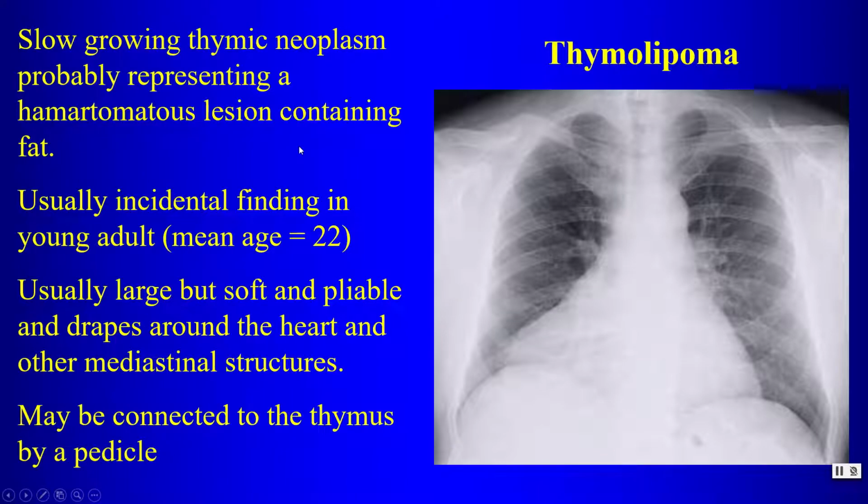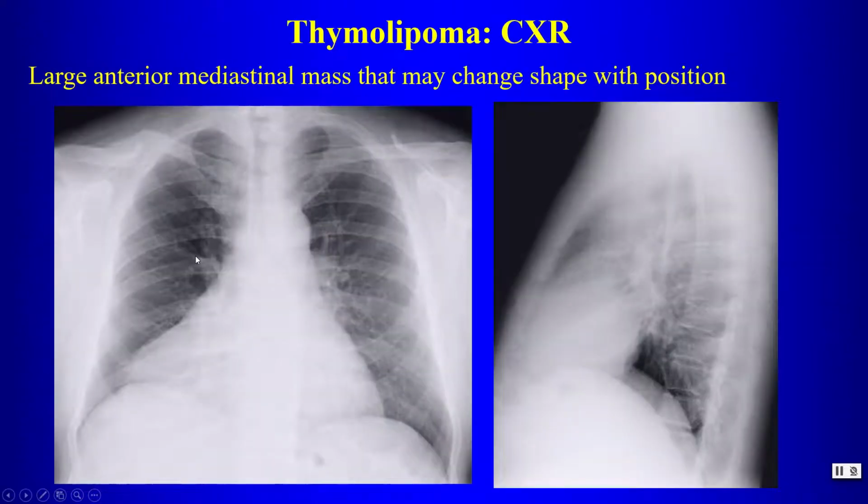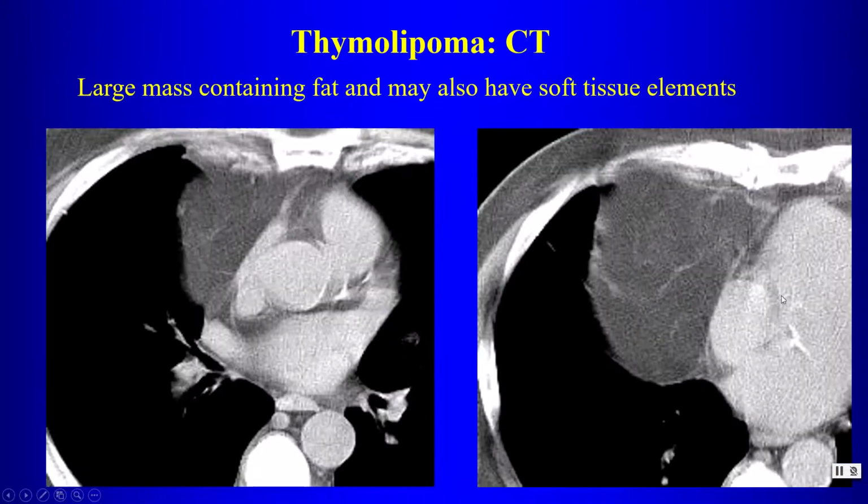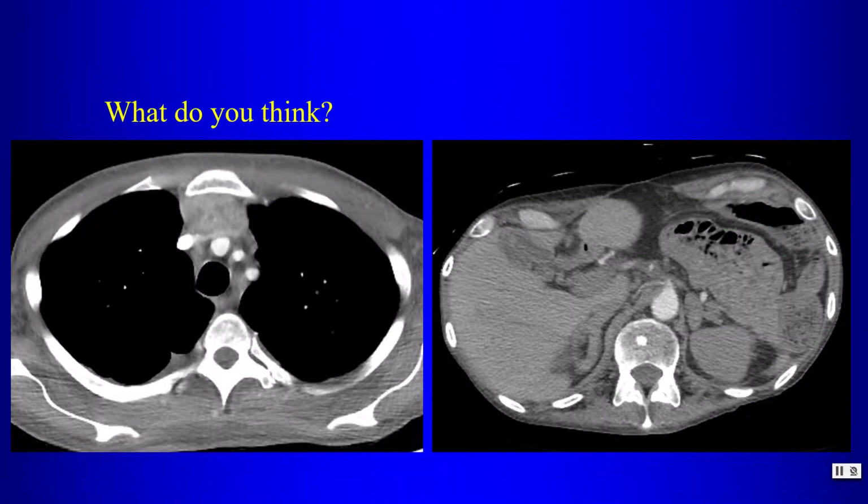Thymolipoma, this is a very slow-growing neoplasm. It's a fatty lesion. These are usually large at the time they're diagnosed. They can be pedunculated, and they may actually move on decubitus views. Usually they do not cause much in the way of symptoms. So here you will have a large anterior mediastinal mass, but on imaging it is mostly fatty in attenuation. So it's a large fatty mass arising from the thymus gland. That's a thymolipoma. All right, so here's our next case.